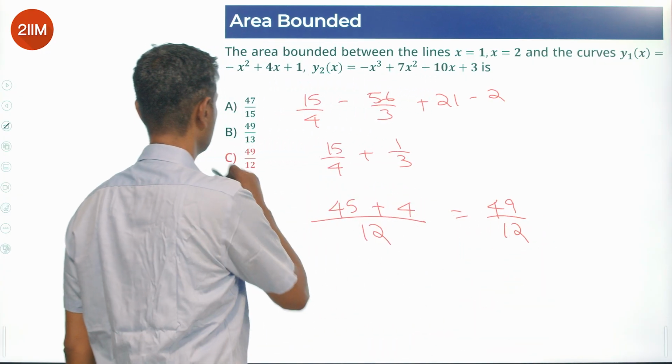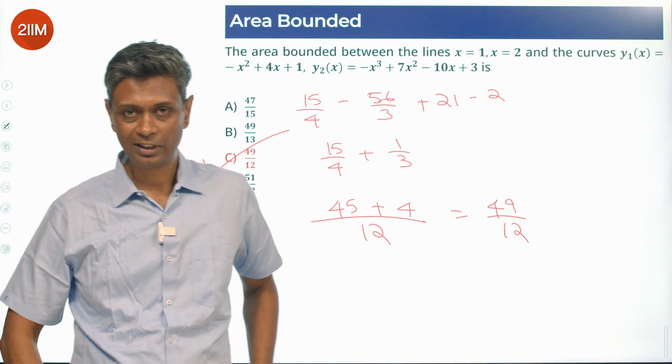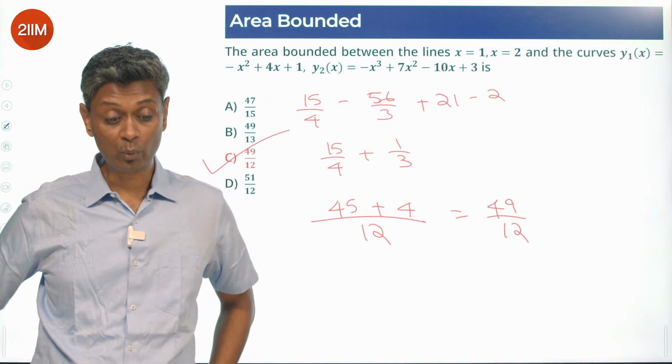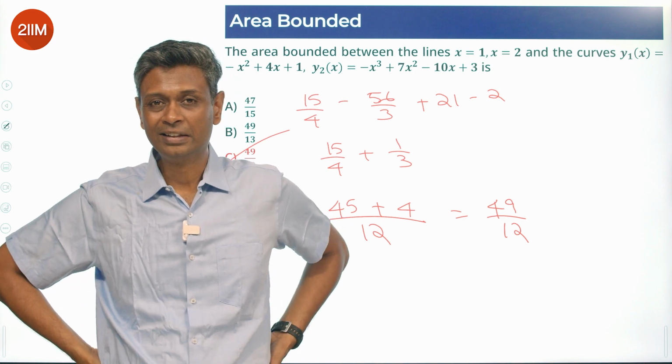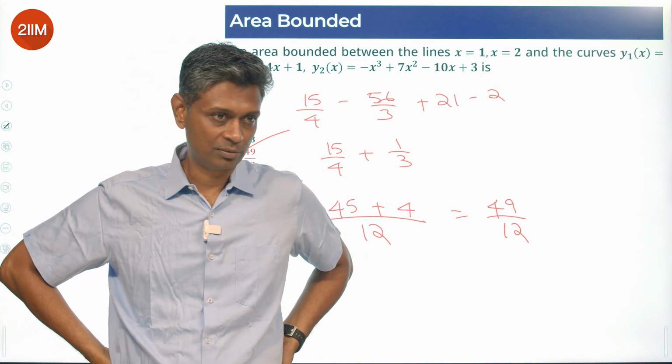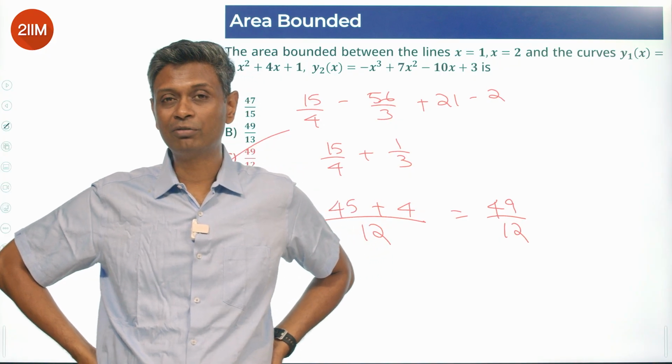Pain in the neck question, that is the answer. Literally, the only thing we're thinking of is, are we doing y1 minus y2 or y2 minus y1? The other way is to just subtract one from the other, check out whether the answer comes out positive. If it is negative, flip it and that's the answer.